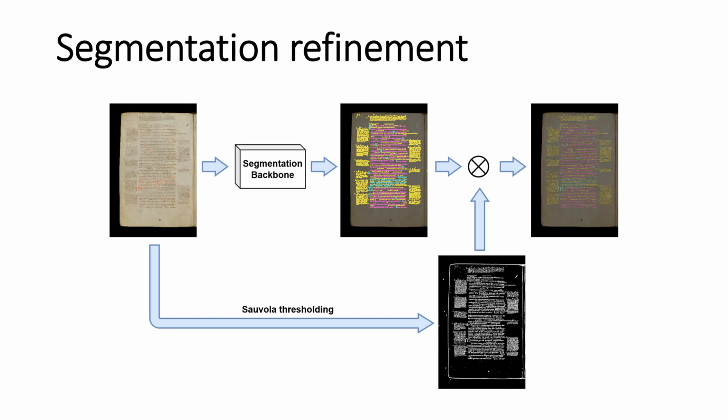For the segmentation refinement model, we combine the output of our segmentation backbone with the output of the popular Sauvola thresholding algorithm for document binarization, and this way we are able to achieve much more accurate maps when compared to the ground truth ones.